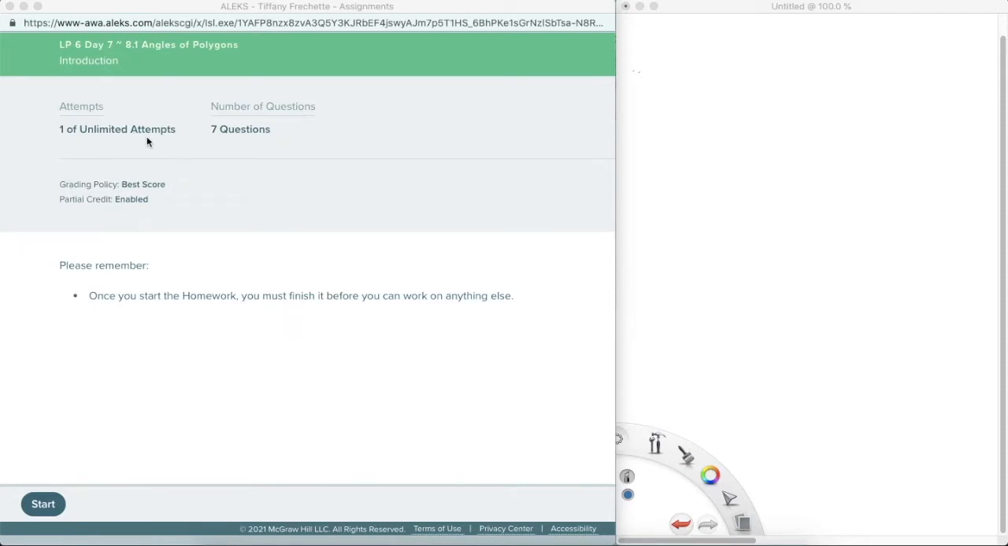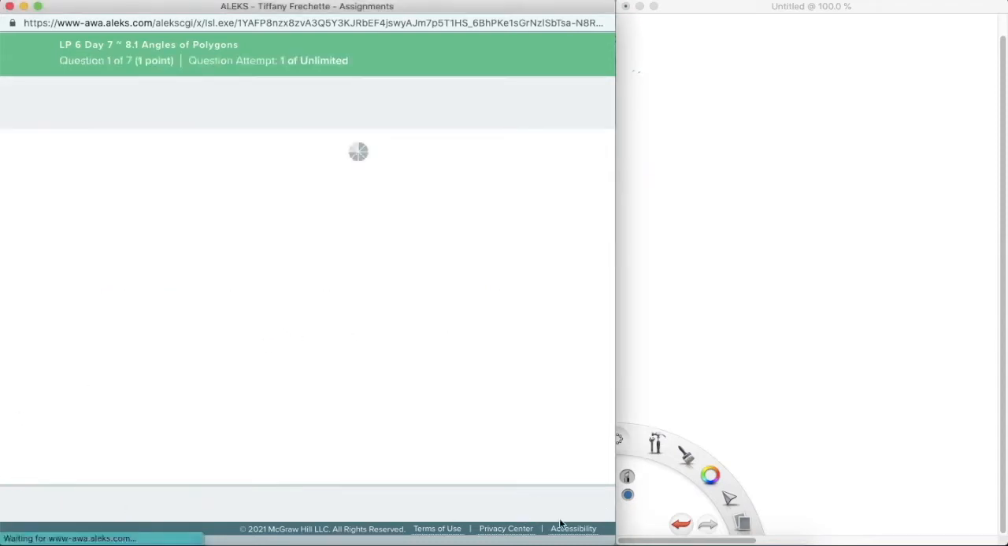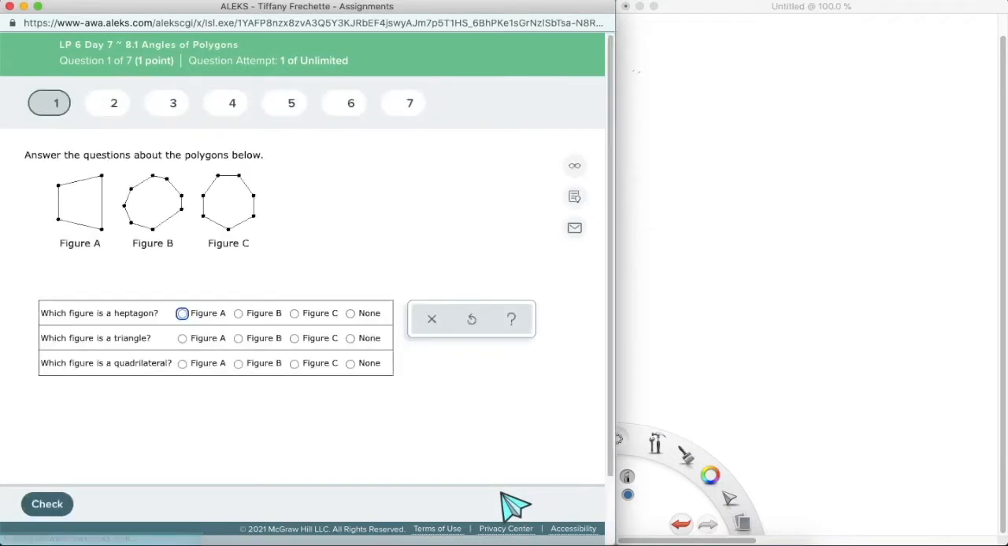And partial credit is enabled, so if you answer one of 7 questions correctly, you get credit for 1 question, or however many you answered correctly. Down here it says, please remember once you start your homework, you must finish it before you can work on anything else. What that means is once I click Start, down here in the bottom right corner, you will see a Submit Assignment button. I don't see it on the teacher preview again, but you will see it on your student screen. This is how you finish your assignment.